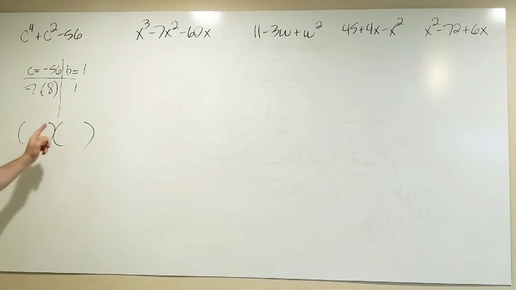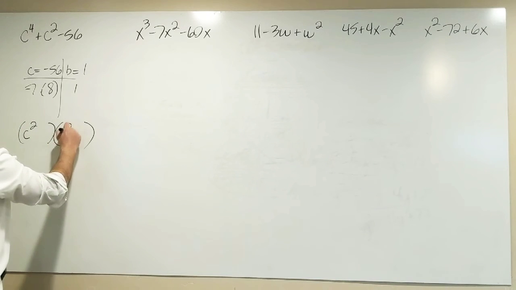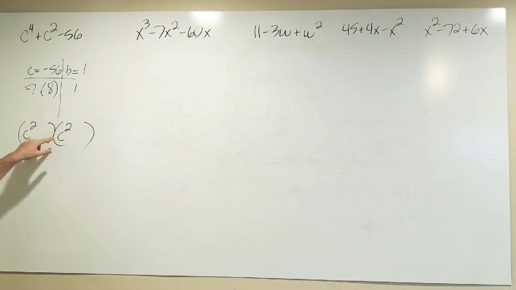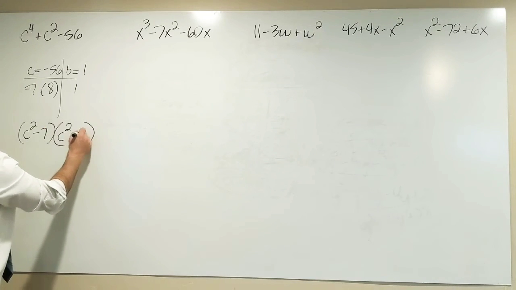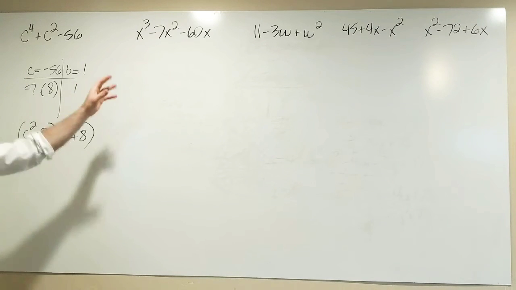Here was the thing that was weird about this one. This and this cannot be c and c. They have to be c squared and c squared, because when we multiply these two things, they have to make the original term, right? Because remember, when we multiply it out, it's got to equal the original. And then negative 7 and positive 8 would drop down. So the same process, okay? But instead of a and a, or x and x, or c and c, this has to be c squared and c squared, okay?